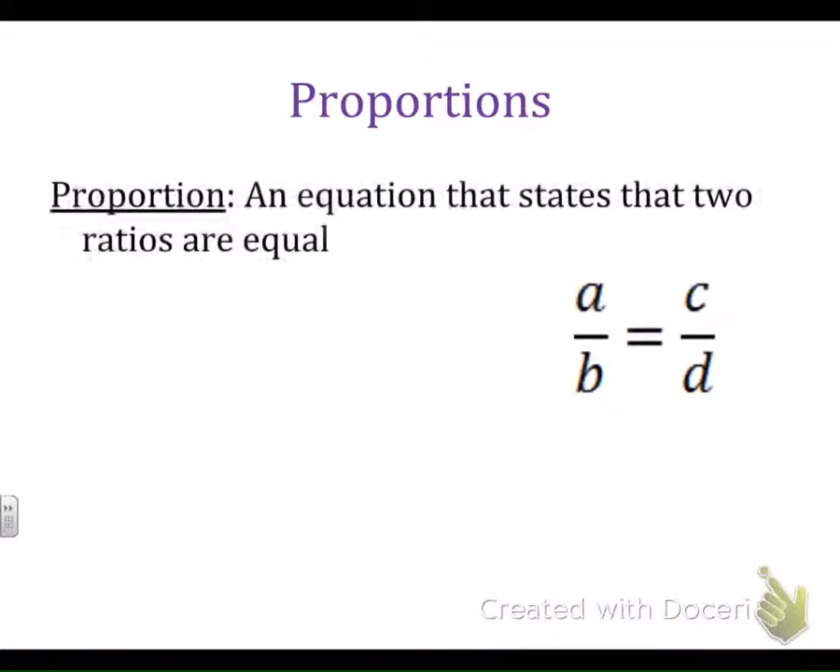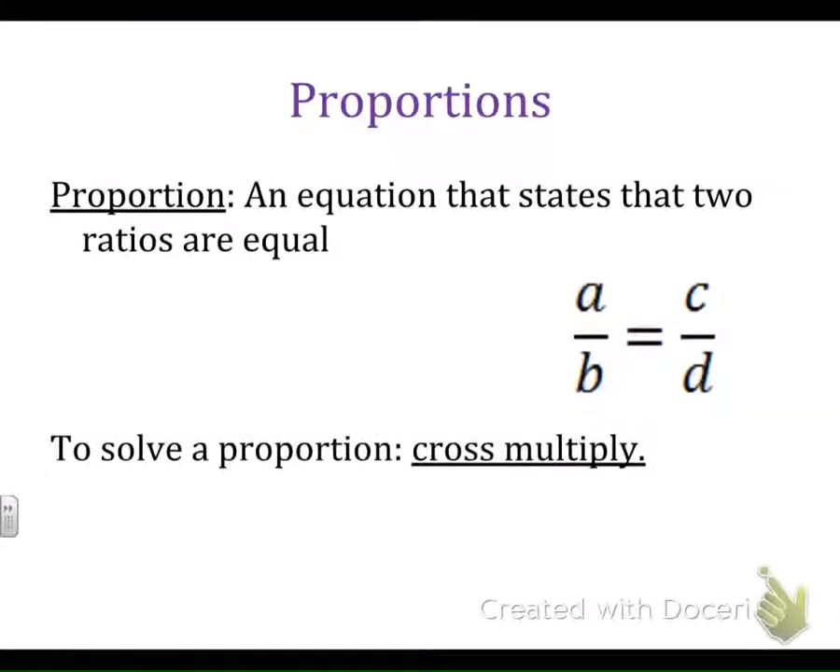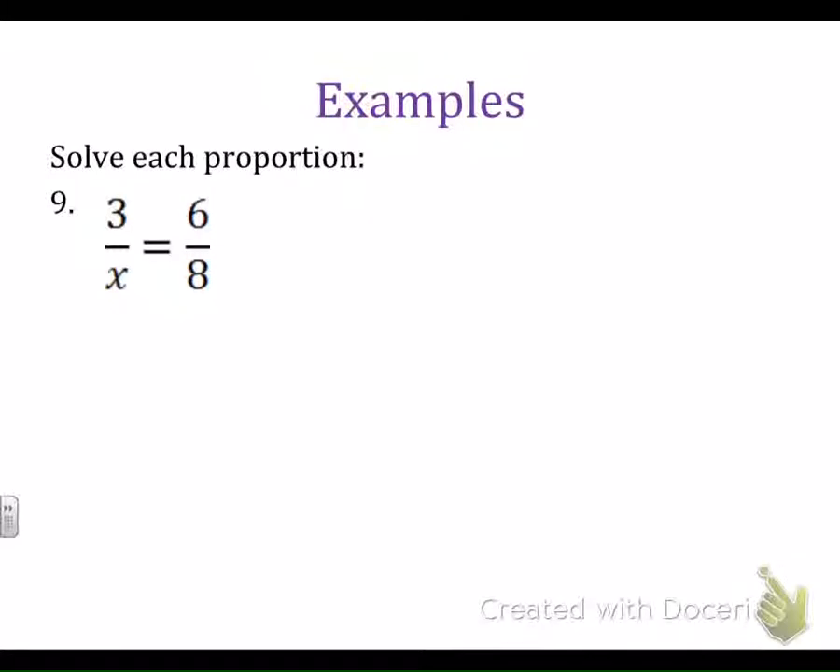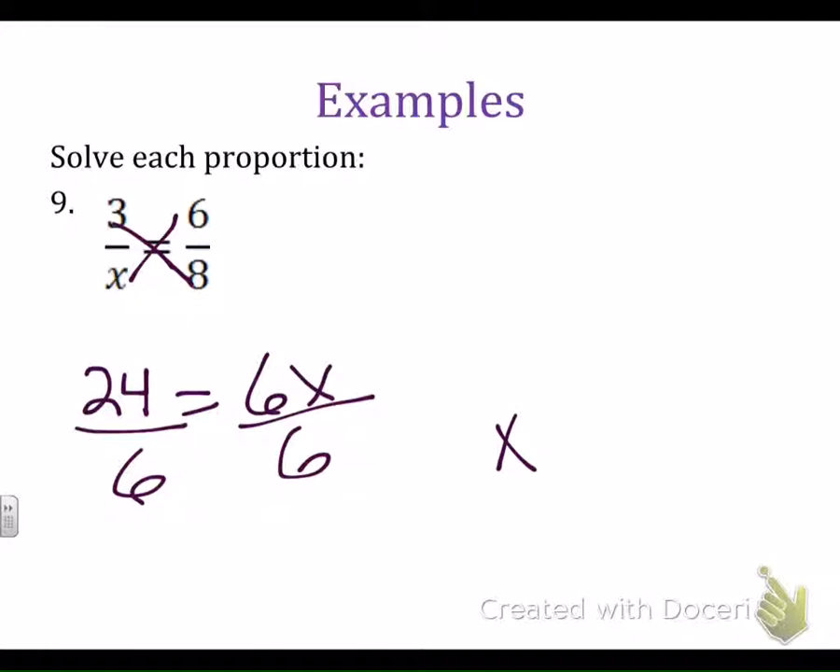Alright, so proportions. A proportion is an equation that states two ratios are equal. To solve a proportion, we are going to cross multiply. Alright, so we're going to solve this proportion. So we're going to cross multiply. So 3 times 8 is 24. 6x divided by 6. X is equal to 4.